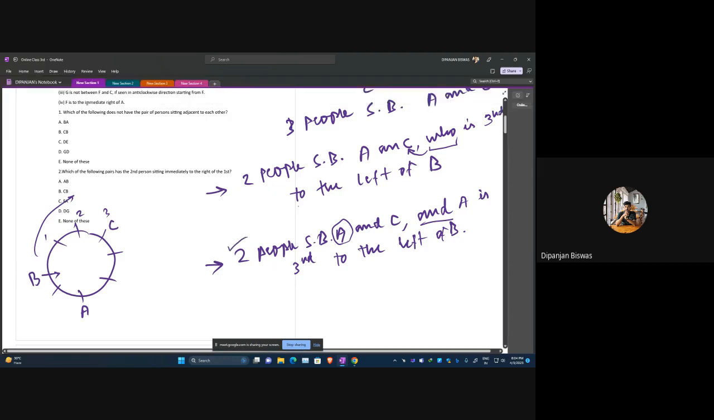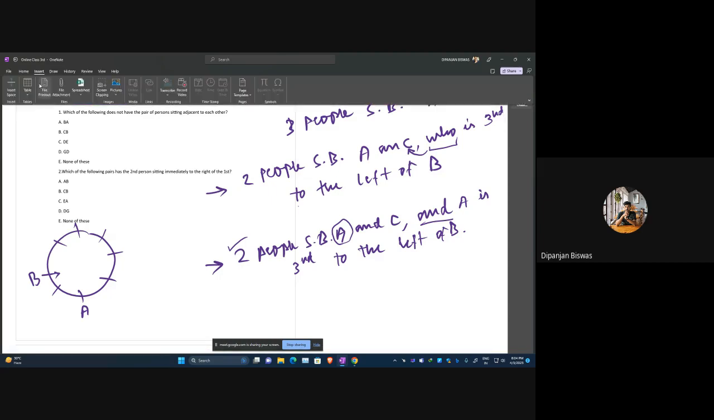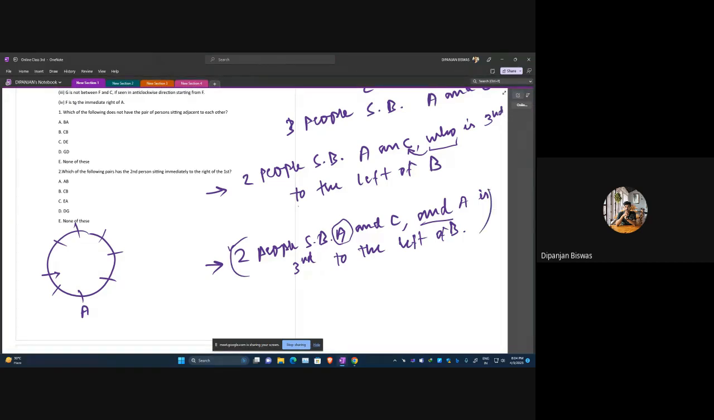Let us take the second statement. Two people are sitting between A and C. Okay, two people are sitting between A and C, and A is third to the left of B. Here it is related to A. So A should be third to the left of B. Again, B should come here, which is not possible. So A should be coming here and B should be here. Okay.